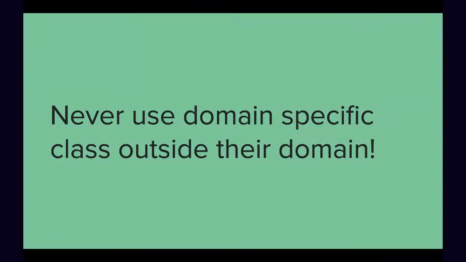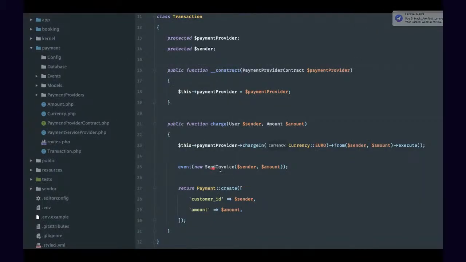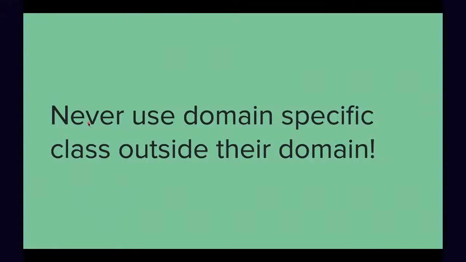So this needs to be remembered: never use a domain-specific class outside that domain. This is a really, really important point which everybody needs to know. I cannot use the send invoice, which is in the events, outside the domain, which is booking or app. It needs to be used inside the domain. And if app wants to send an invoice, it will use an interface as a communication layer, and then it will enter into this domain and perform a certain task. So yeah, that's it. We really need to remember this.